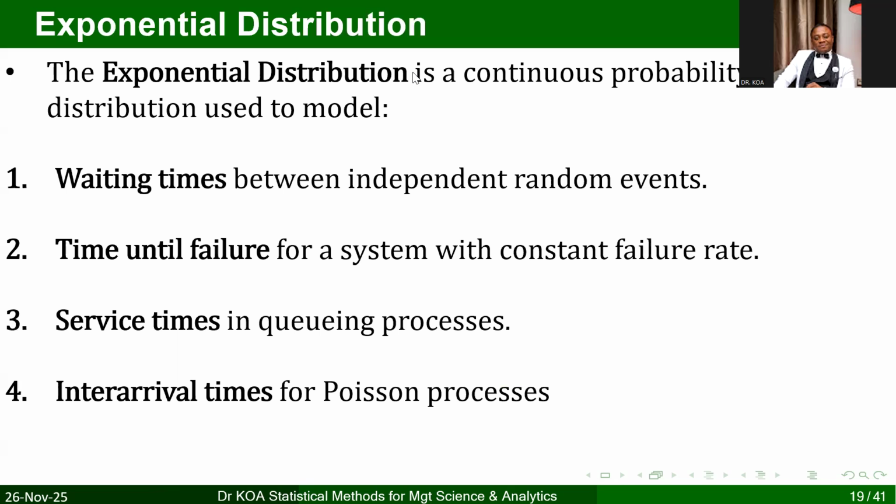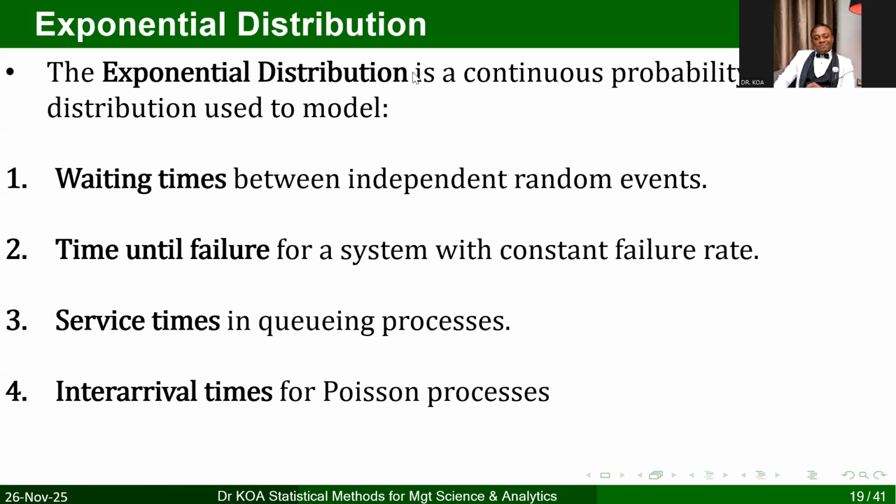We've done something similar to that, if you can remember, the negative exponential distribution. You know, the time it takes for a failure to happen for a system. And this has to have a constant failure rate. You must have service times in a queuing process.